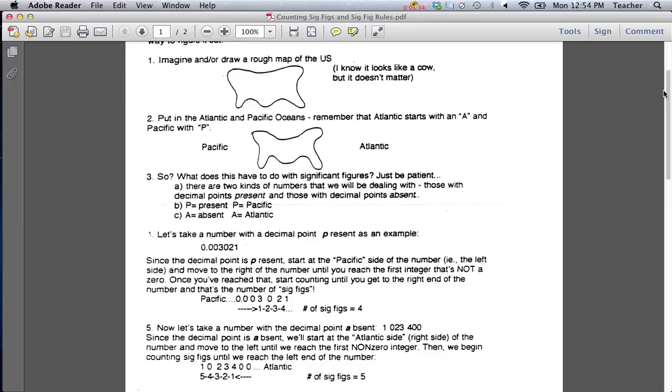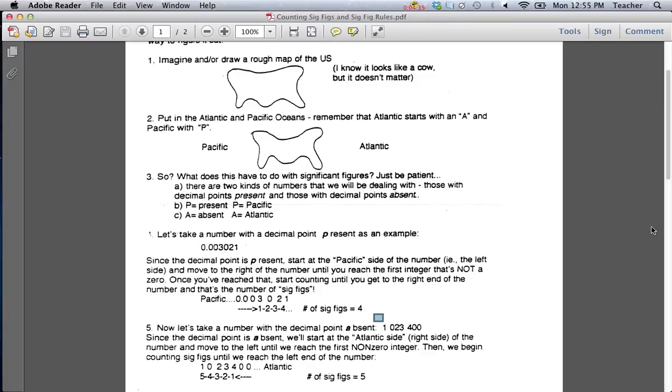Now let's take a number with the decimal point absent, this one right here. We start on the Atlantic side of the number and go across this way until we hit the first number that is not 0, and we go across. In this case, we start counting with the 4 and go all the way across: 1, 2, 3, 4, 5. So there are 5 sig figs in this number. That's always the rule. You start on the side, Pacific or Atlantic, dictated by the decimal point. You then move across towards the other side, starting to count sig figs with the first number that is not a 0, and then you count all the way across. Every single digit, 0 or not, after you start counting, counts as a sig fig.